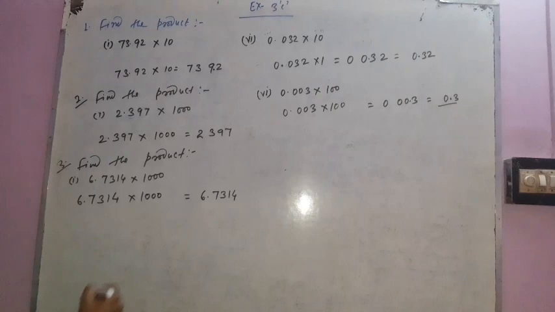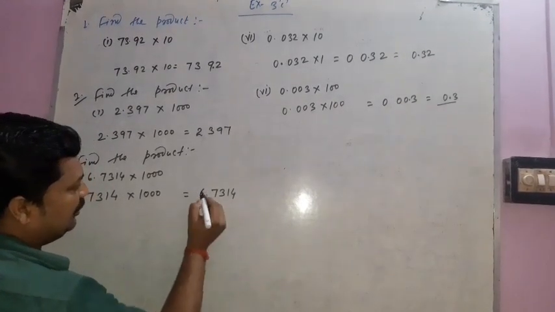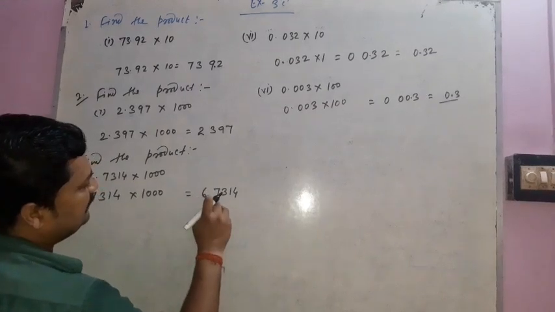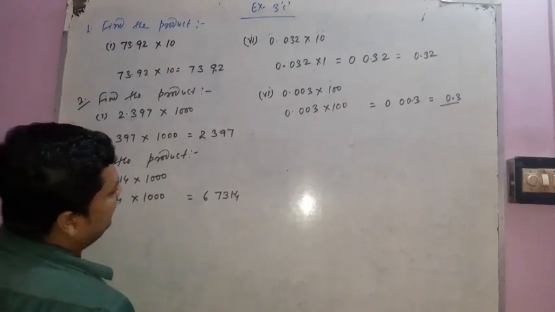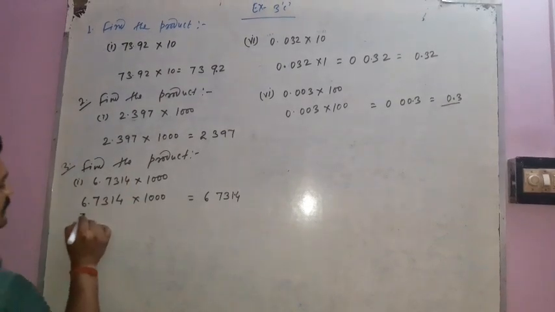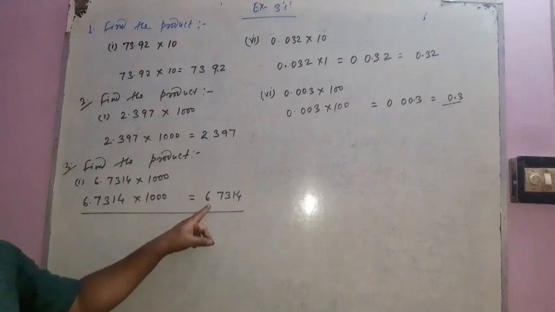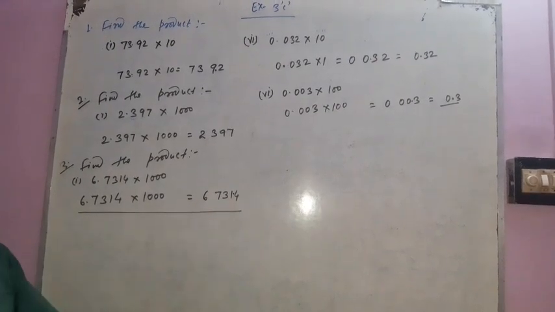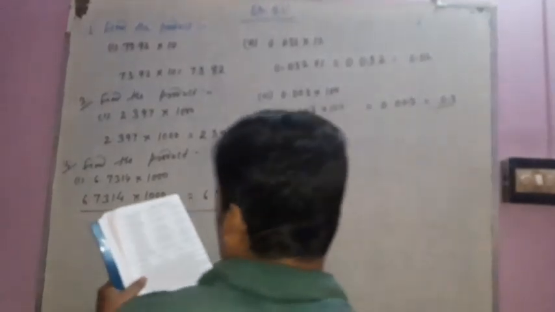Now how many zeros are present here? 3 zeros. So we have to put the decimal after 3 digits from the current position. The current position is after 6. Now after 6, how many digits? 7, 3, 1. These are the 3 digits. So we put the decimal here. So the product of 6.7314 into 1000 is equal to 6731.4.